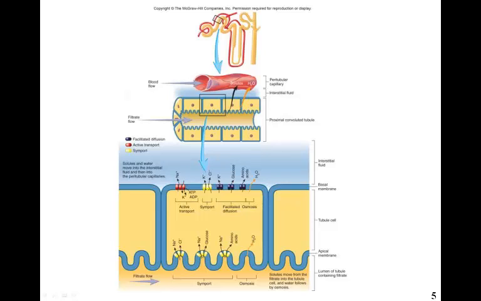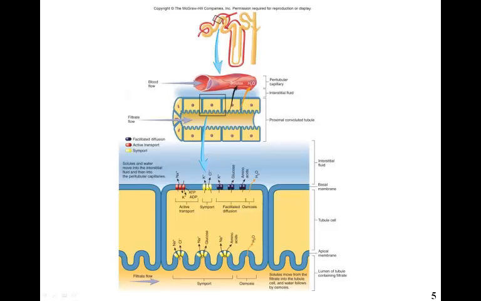So basically, think about how absorption works in the PCT. It's quite important because so much absorption happens here. Okay, so in this diagram, here's the nephron, here's a cross section. This is the PCT. This is the capillary next to the PCT, called the peritubular capillary. And then here we're doing a zoom in on a PCT cell.